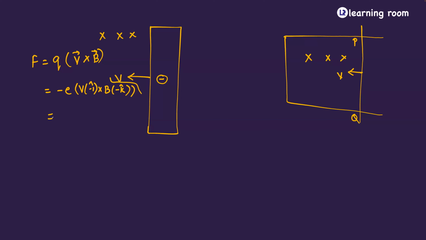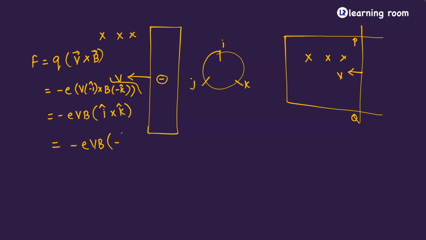So I will take the scalar parts outside: minus eVB into i cap cross k cap. If I take the circle, this is i, j and k. i cross k is going to be minus j. So this clearly indicates that this is going to be minus eVB into minus j cap. So minus of minus in this case is going to be e into V into B j cap, right?